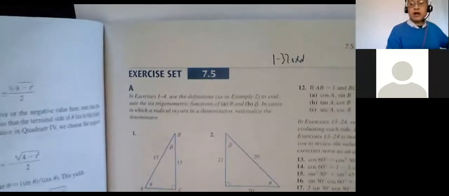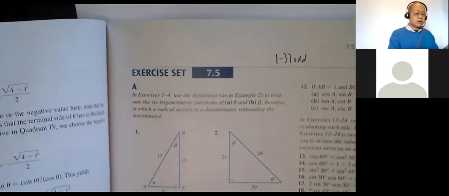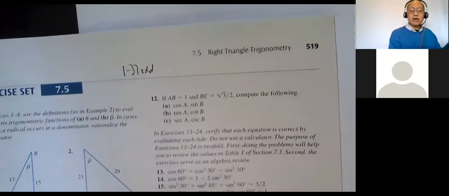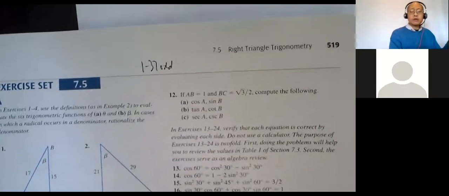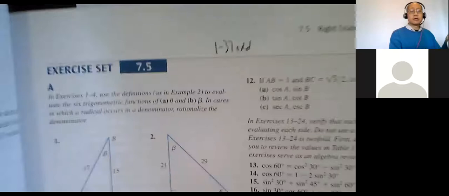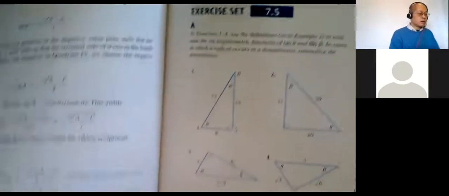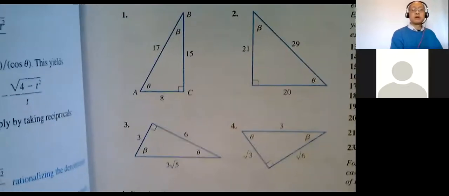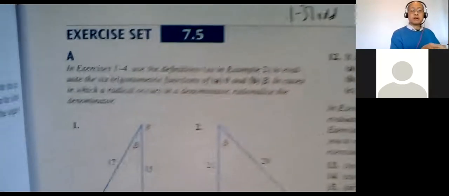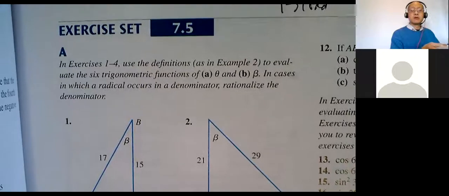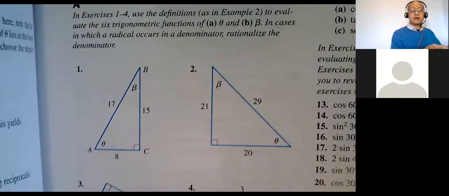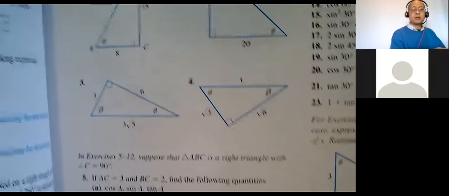All right, 7.5, 1 to 37 odd, page 519. A lot of what we're doing will help you with the trig questions in the test. For the benefit of those of you that don't have the text and don't plan on getting it, I'll quickly show it to you. I should show you the directions also. I know I'm going fast, but you can always pause, rewind, and fast forward the video as much as you wish.